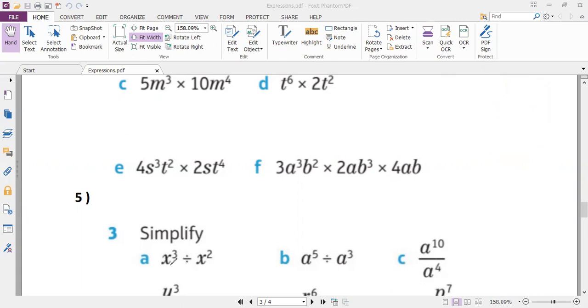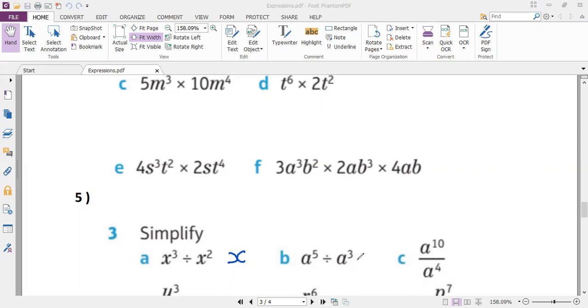So I have x raised to the power of 3 divided by x raised to the power of 2. We will write x, it's the base, and subtract powers. 3 minus 2 equals 1. And we don't write this one, we write it as x. So x raised to the power of 1, it's x only. So write x. There is no need in writing 1.